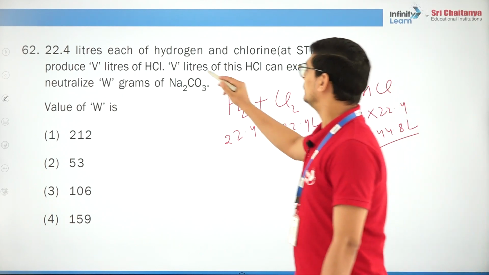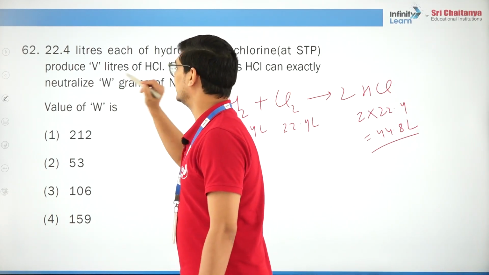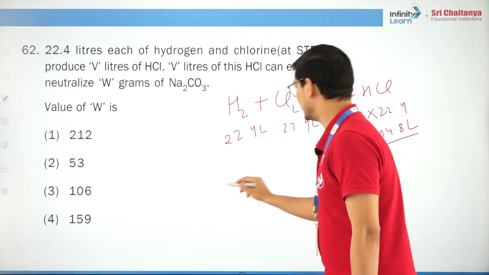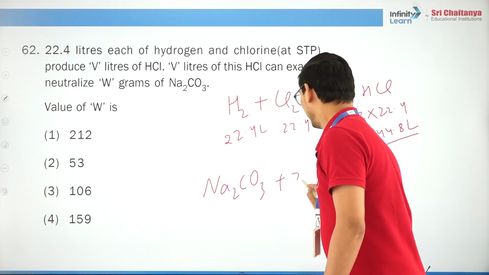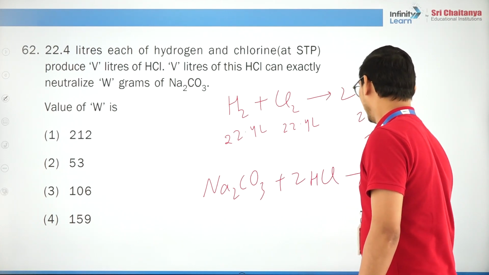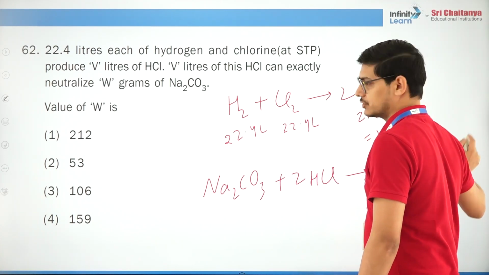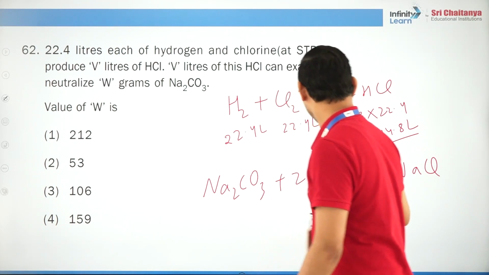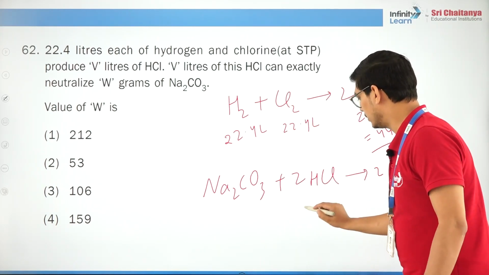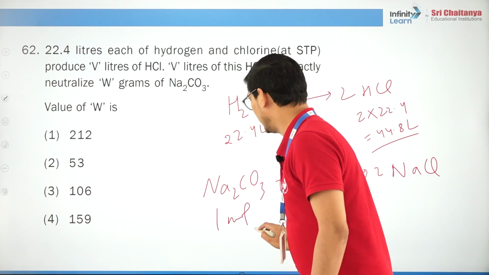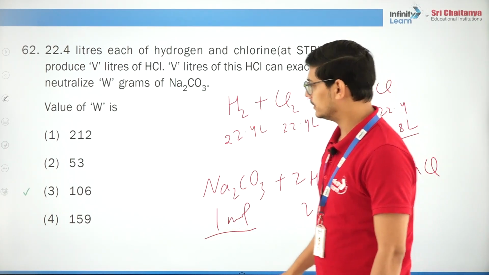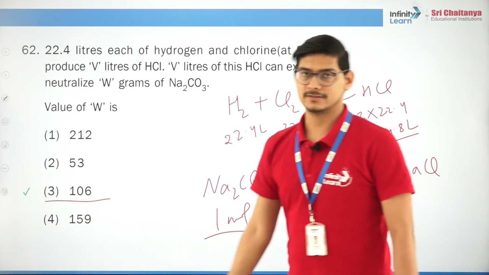Okay, guys. Now V liters of this HCl can exactly neutralize W gram of Na2CO3. What is the reaction of Na2CO3 plus HCl, right? I hope you can write this equation. H2O plus CO2, okay. So 44.8 liter is 2 mole. For 2 mole of HCl, we need 1 mole of Na2CO3. And what is the mass of 1 mole of Na2CO3? It will be 106. Clear, guys?